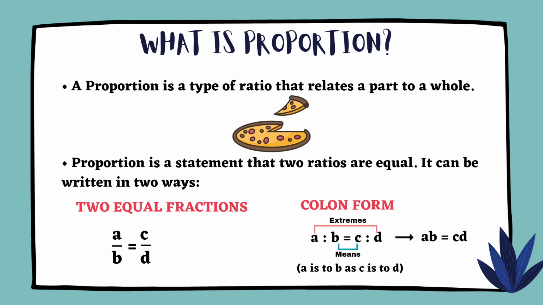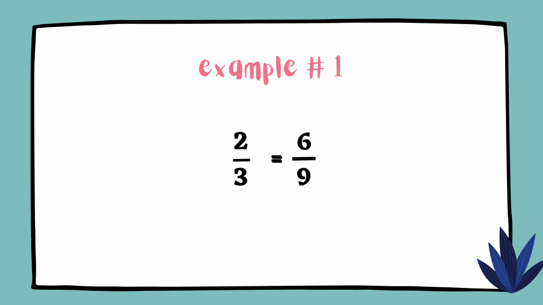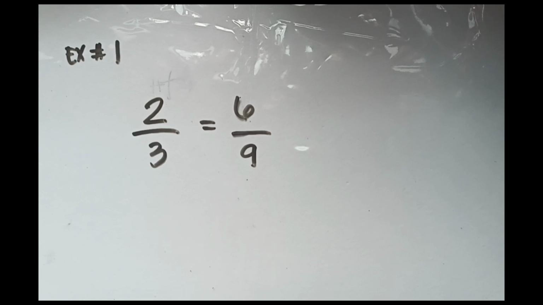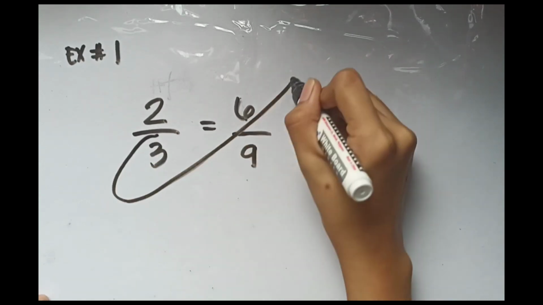For our example, A is to B as C is to D. The second and third terms of the proportion are called the means. The first and fourth terms of the proportion are called extremes. For our example number 1, let's determine whether it is proportion or not. To determine whether it is proportion or not, we should do cross multiply.